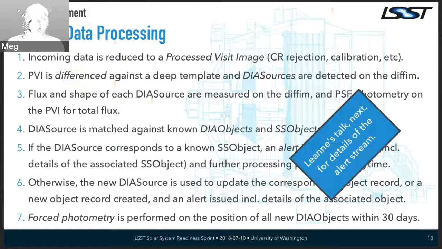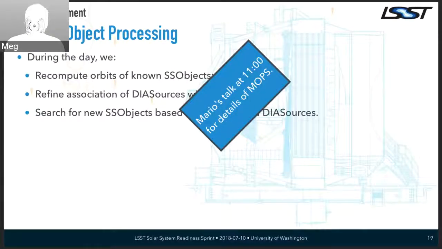If they correspond to a solar system object, you get an alert which tells you, hey, we've just seen this, and it also tells you what solar system object we think it's associated with. And then we also send this off to MOPS for more processing during the daytime. Otherwise, you get something similar where you're updating a DIA object, and it is not getting sent to MOPS, obviously. MOPS itself, I'm going to skip over because I suspect I'm pushed for time, and Mario is going to tell you all about this in 5 minutes.